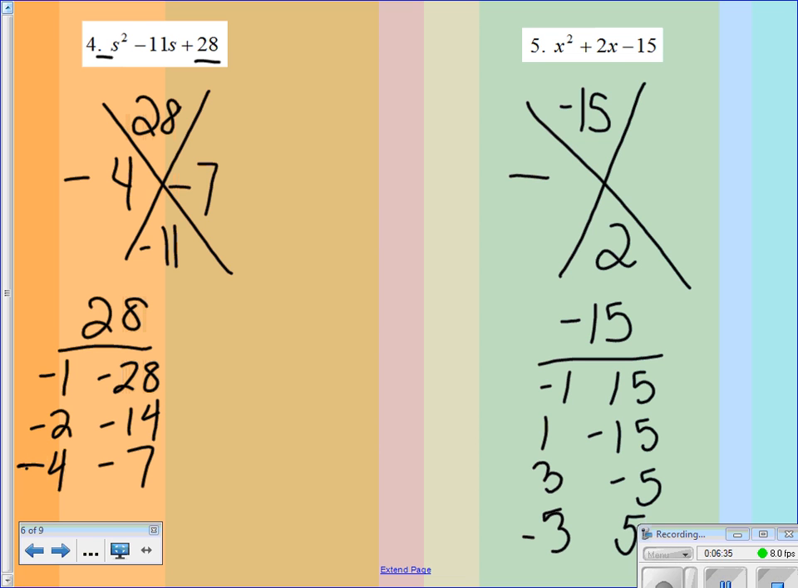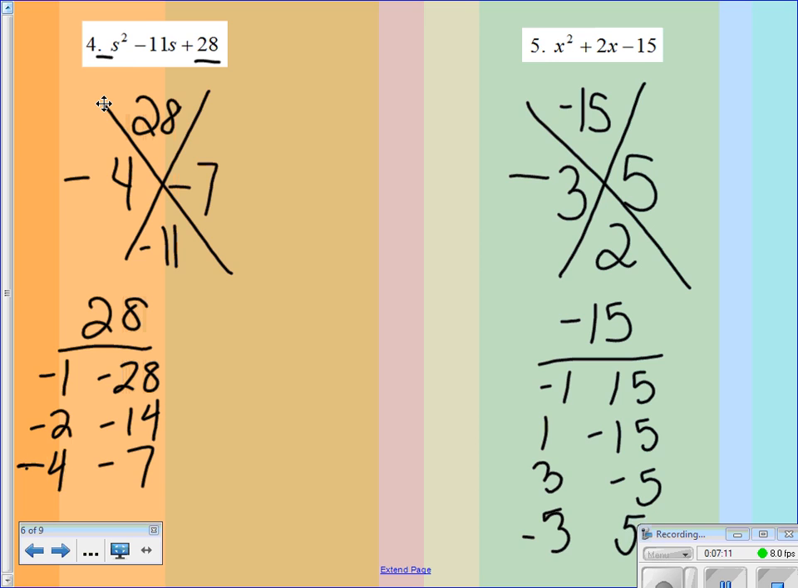So now I want to figure out which one of those adds to 2. So negative 1 plus 15 is 14, no go. 1 plus negative 15, negative 14, nope. 3 plus negative 5 is negative 2, close, but I'm looking for a positive 2. Negative 3 plus 5 is a positive 2. So negative 3 plus 5. Again, it doesn't matter what order you're putting things into the X, as long as you have the factors right. Remember, product on top, sum on the bottom.